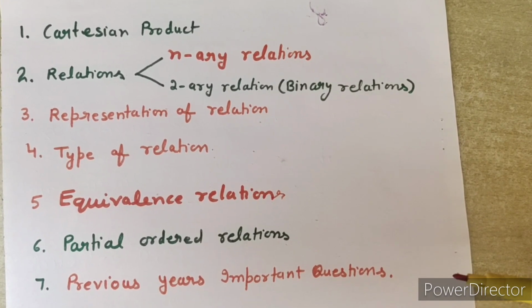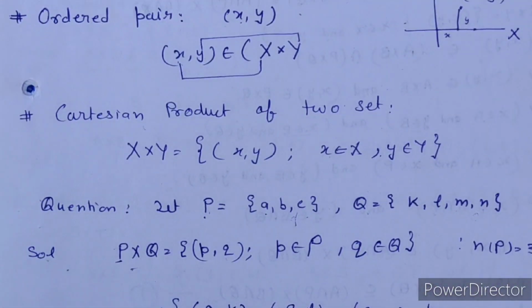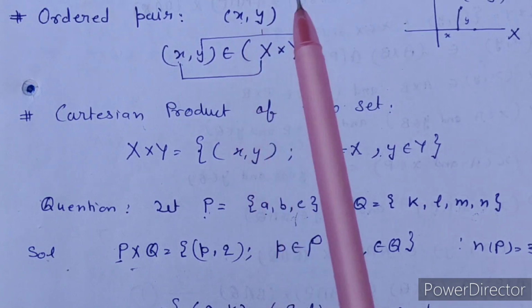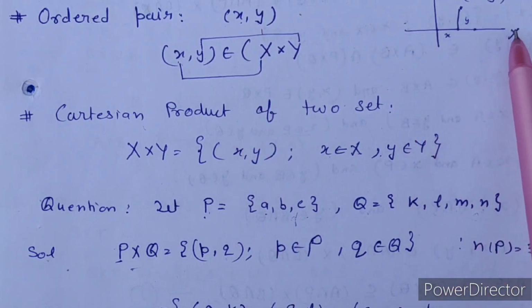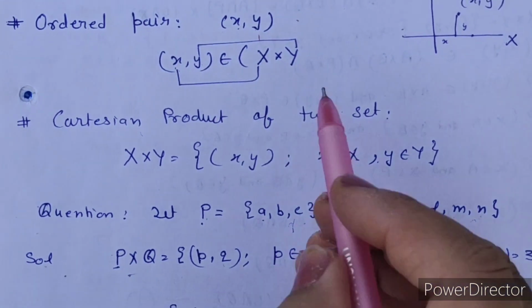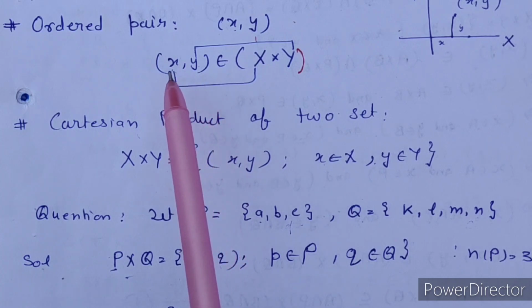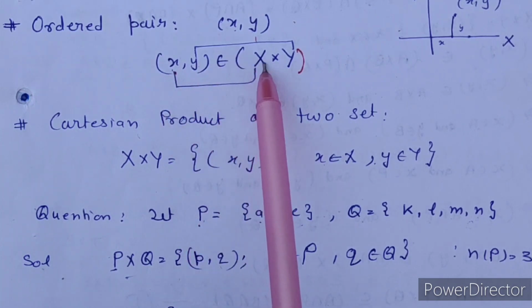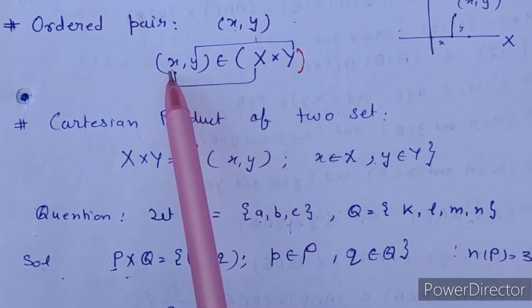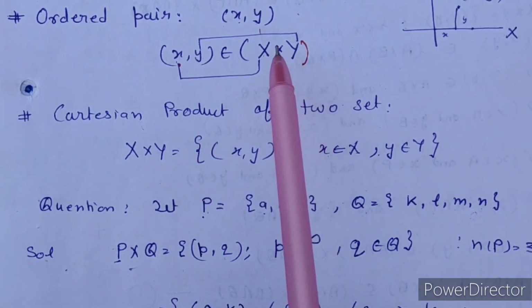So first of all, what is a Cartesian product of two sets? First we will calculate the ordered pair. As you know, the ordered pair is given by x comma y, and this is your set X and your set is Y. So in an ordered pair, you studied that the first element x belongs to the first set and the second element belongs to the second set.